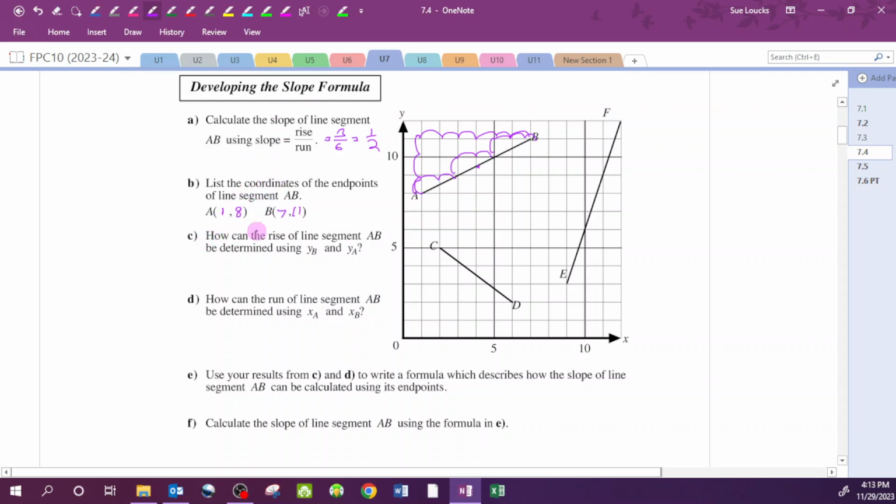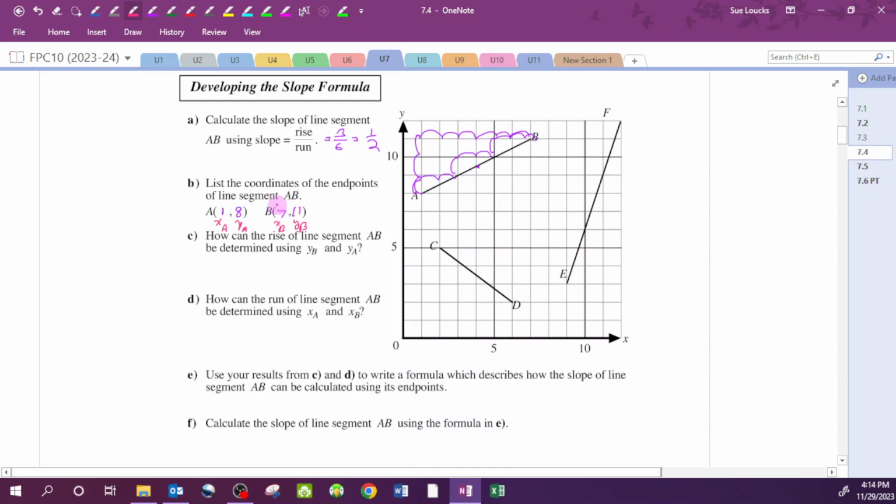Okay, how can the rise of a line segment AB be figured out using the Y values, the two Y values? Well, I'm actually just going to back up a bit and label these, because honestly, it makes life so much easier. This is my X A, and this is my Y A, and this is my X B, and this is my Y B. Okay, so it's easier for me to tell what number is what if I have it written out like that.